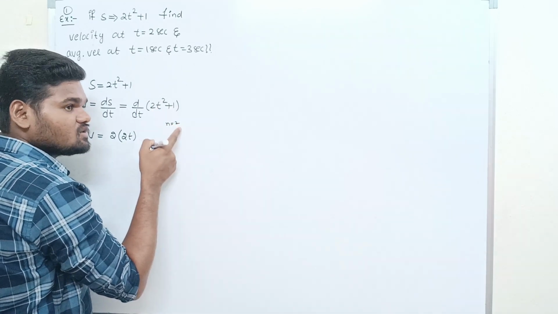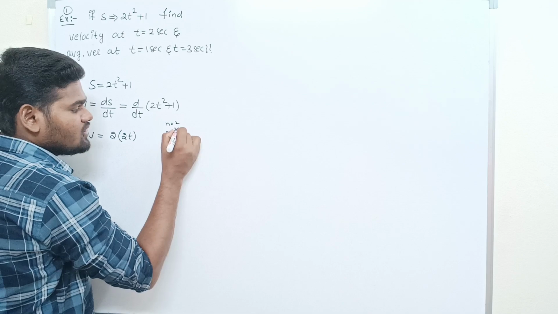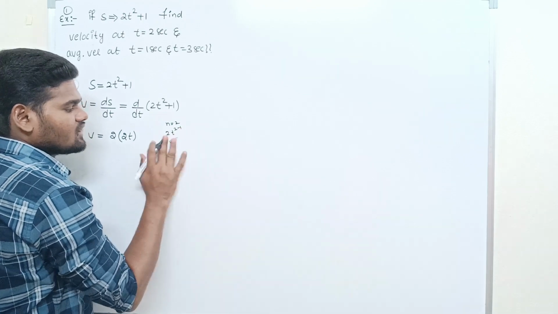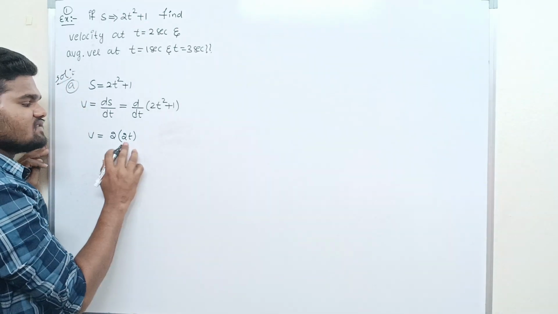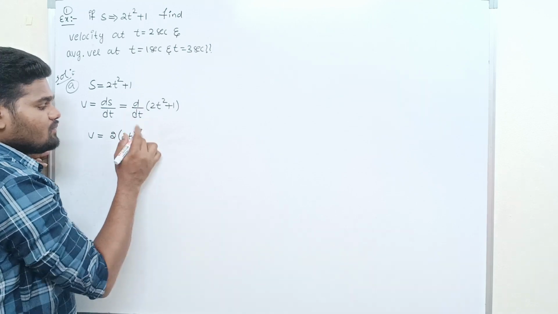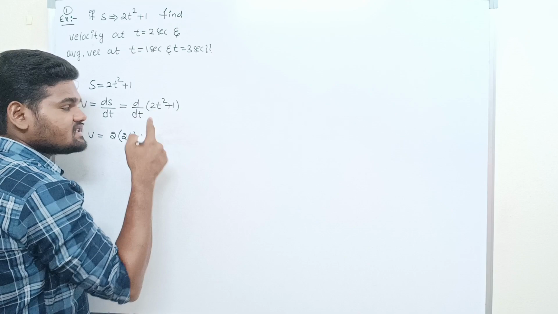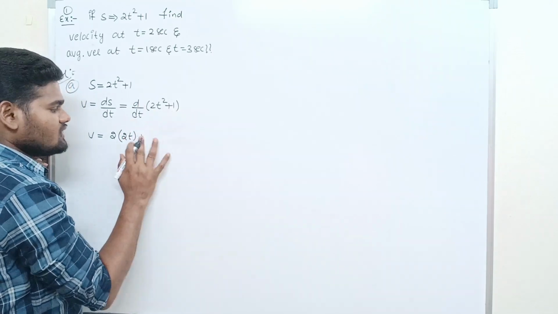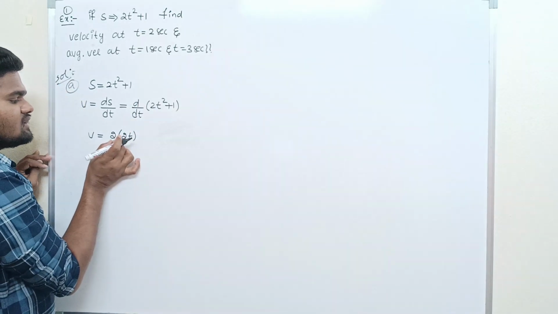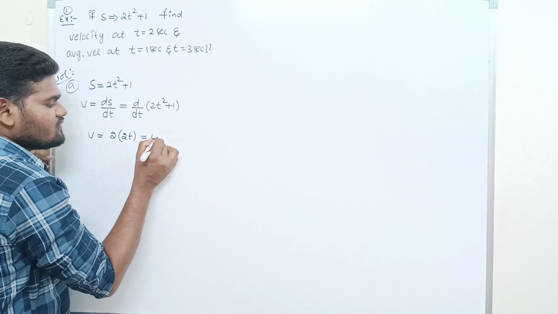We have n equals 2 here. So 2 into t to the power of 2 minus 1, then you will get 2t. So just write out the differentiation of t square as 2t, plus d by dt of a constant. The constant 1, d by dt of a constant, is 0. So we get v equals 2 into 2t, 2 into 2, 4t.